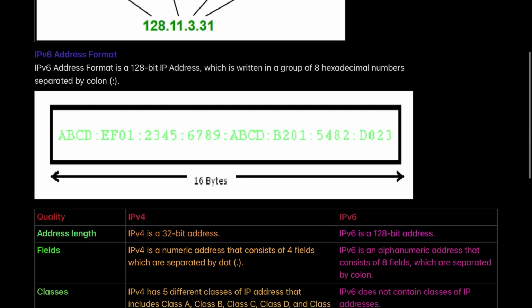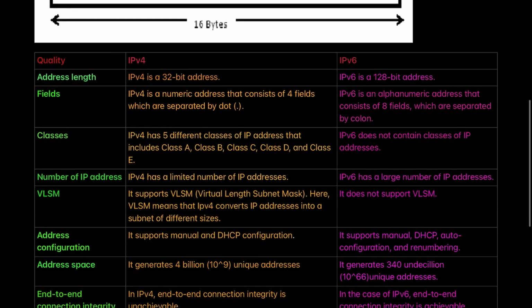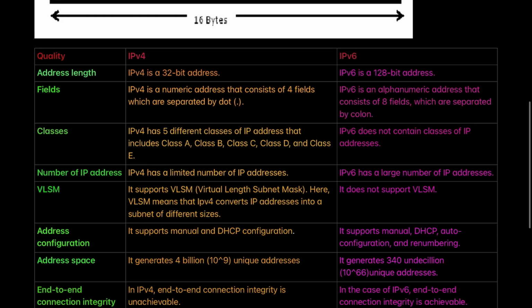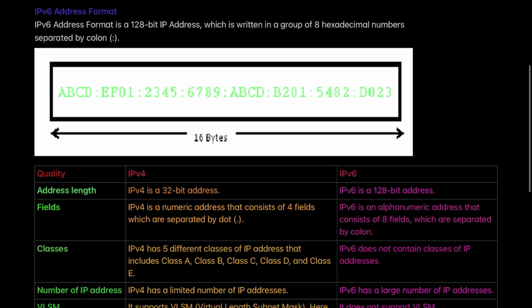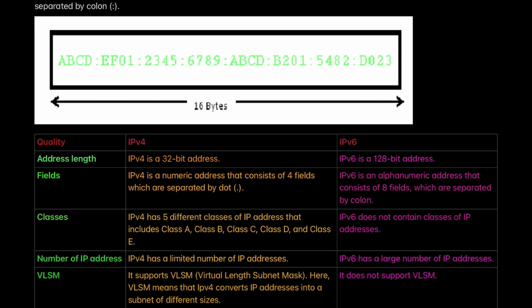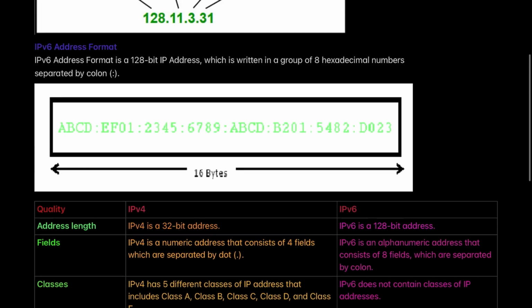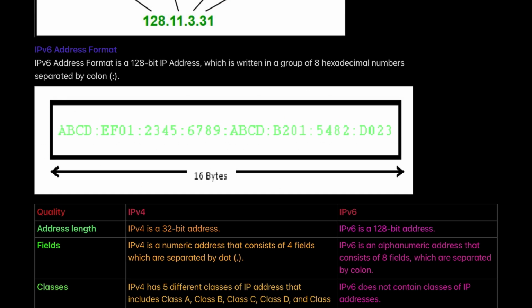Okay, see some differences between IPv4 and IPv6. First is address length. IPv4 is a 32-bit address, fine. IPv6 is a 128-bit address. Fields. IPv4 is a numeric address that consists of 4 fields which are separated by a dot. So there are 4 fields, 4 octets, separated by a dot. IPv6 is an alphanumeric address that consists of 8 fields which are separated by a colon. So there are 8 hexadecimal numbers, each separated by a colon.